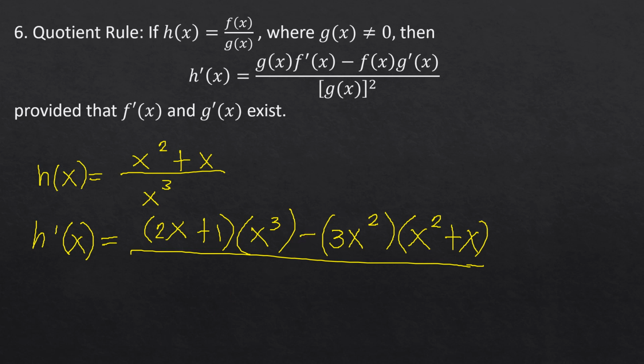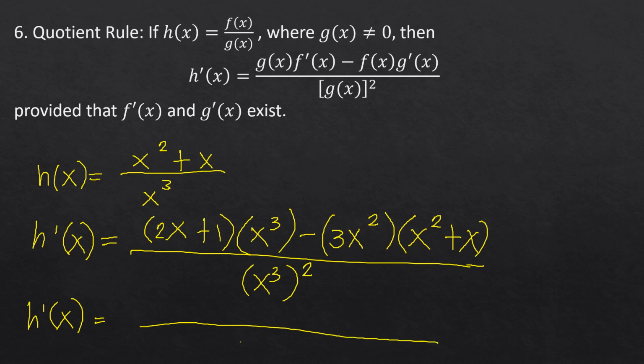And next we are going to square the denominator, so x cubed raised to 2. So h prime of x will now be the square of the denominator, which becomes x raised to 6. We're going to distribute: 2x times x cubed is 2x raised to 4 plus x cubed, and now distribute 3x squared to x squared plus x. So we have minus 3x raised to 4 minus 3x raised to 3.